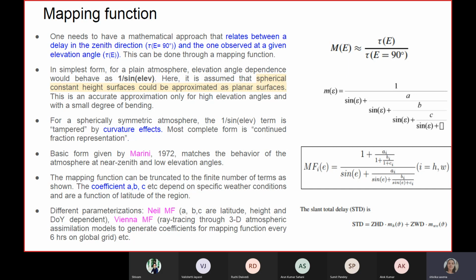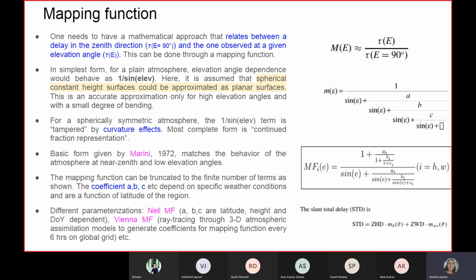This form contains some coefficients A, B, and C, which depend on specific weather conditions, and they are also a function of location information: the latitude of the region, the height of the place, as well as what time of the year or day of the year you are using.